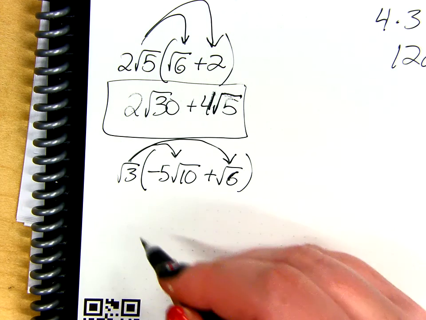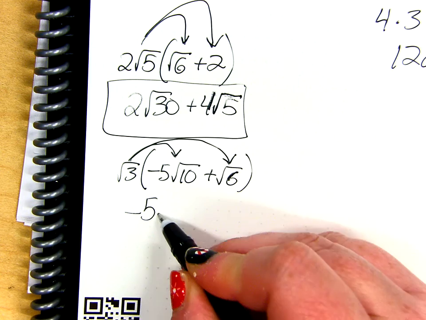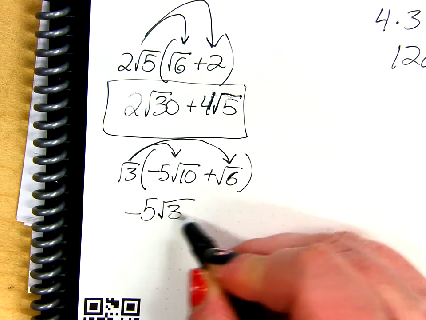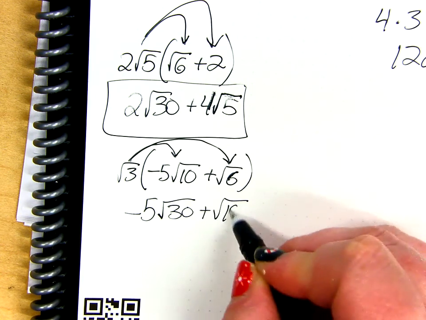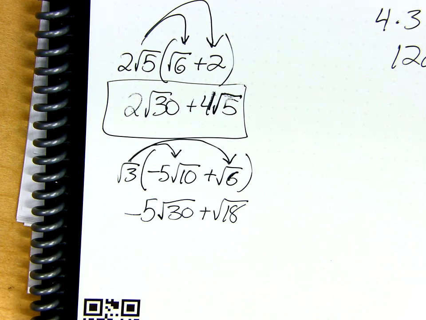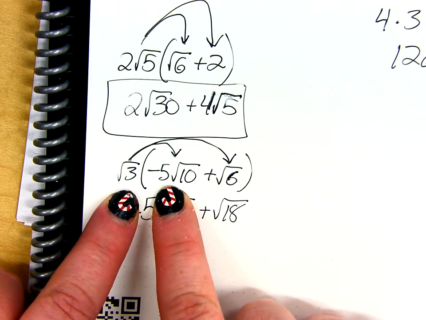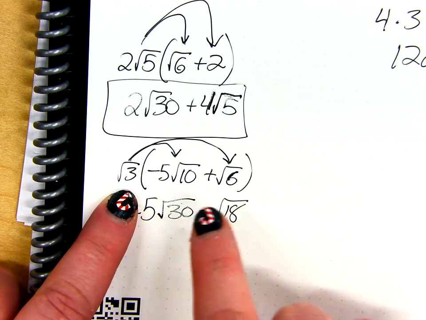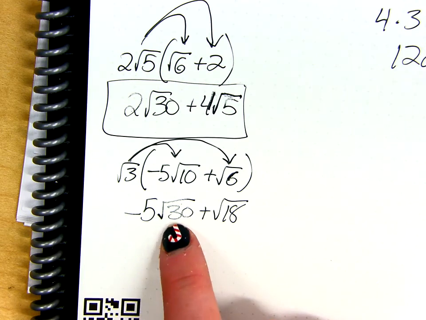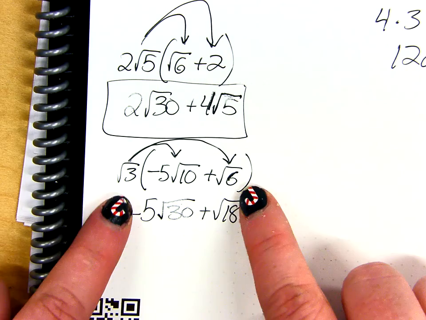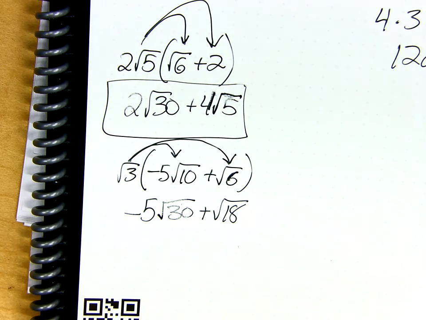Ashlyn, what do I get? Negative 5 square root 30 plus square root of 18. Perfect. I'm just multiplying what's in the roots together and what's not in the roots together. So this times this, there's nothing to multiply the negative 5 with, so it just stays. And then 3 times 10 gets me 30 in the root. And then root 3 times root 6, root 18.